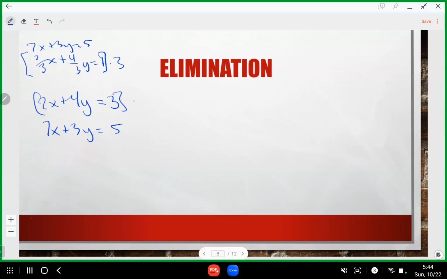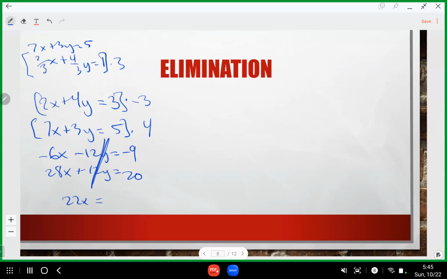So what you can do is multiply this one by 3, for example. Maybe multiply this by -3, and maybe multiply this by 4. So then you have -12y and 12y. So when you add them, they cancel out. So -6x minus 12y is equal to -9. And this is 28x plus 12y is equal to 20. Now when you add these, the y's cancel out, right? You just want the x. So when you add, you have 22x plus 0y, of course, because they cancel out, is equal to 11. So x is obviously equal to 1/2, and then you can go from there.